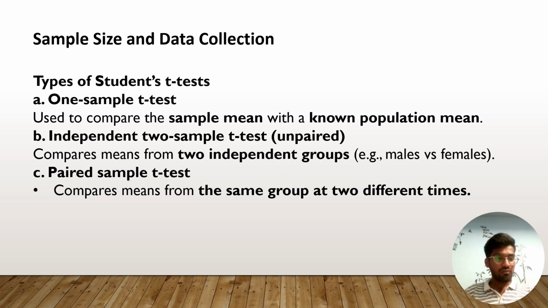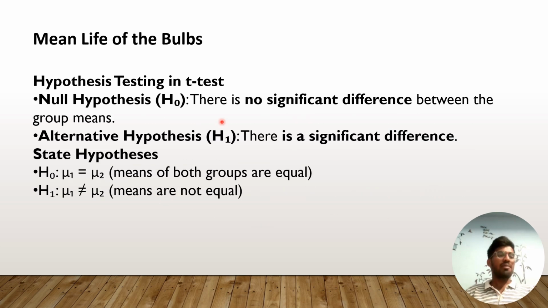The types of student t-test are the one sample, independent two samples, and paired sample t-test. The one sample test is used to compare the sample mean with a known population mean. Another compares the means of two independent groups, such as male or female. In a paired test, it means the same group at different times. After that, the mean life of the bulbs.